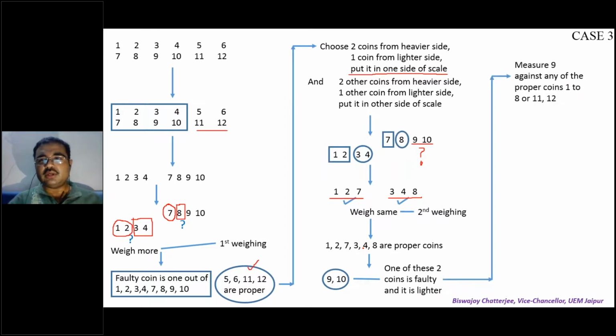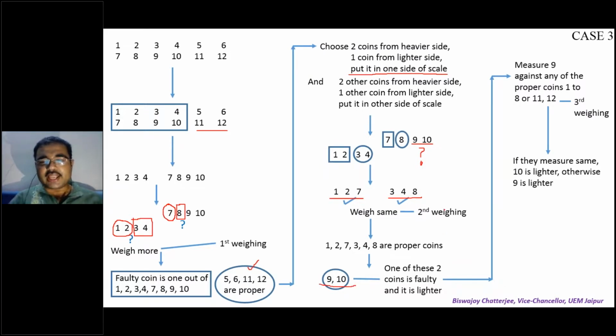What do you do? Measure 9 against any of the proper coins 1 to 8 or 11, 12. You measure 9 against any of those. If this was your third weighing, don't forget. If they measure the same, 10 is lighter, because 1 out of 9 and 10 is lighter.